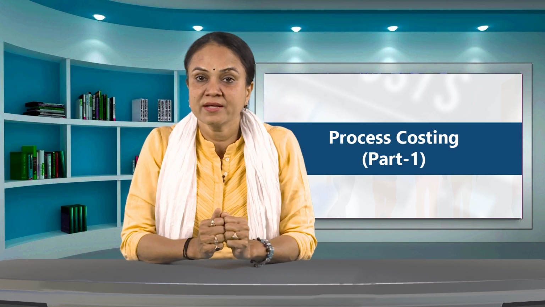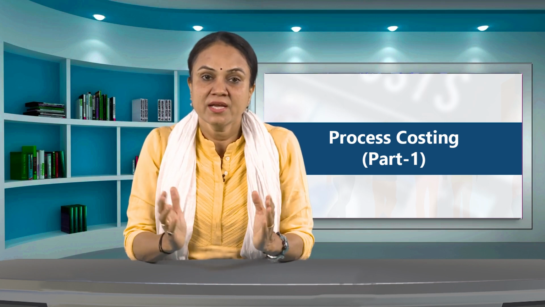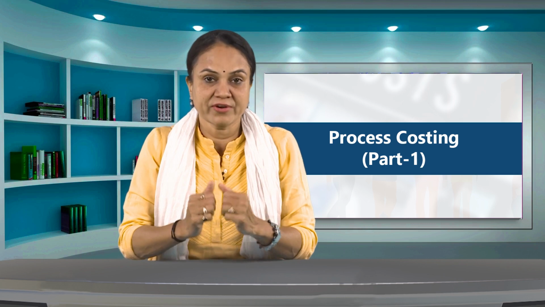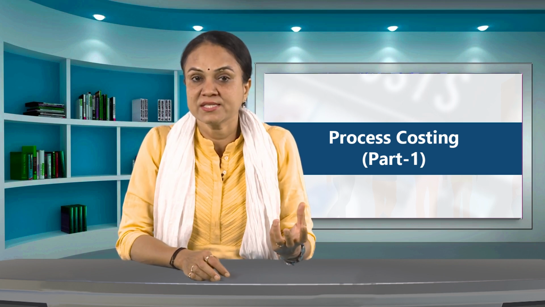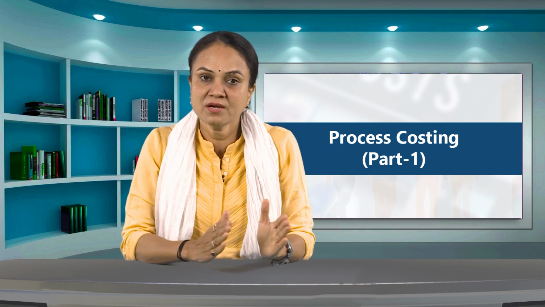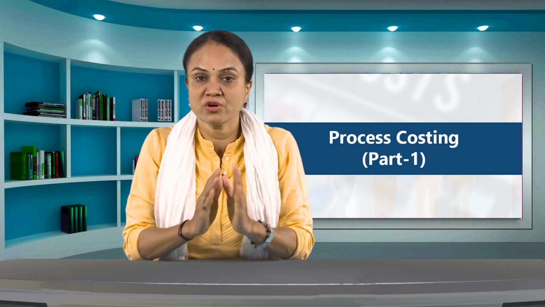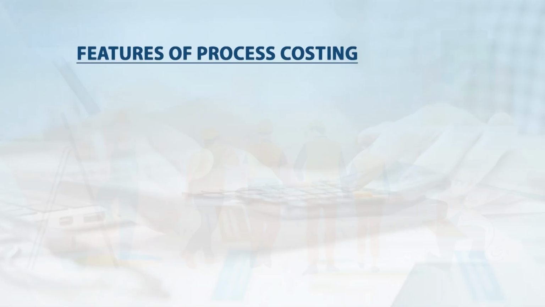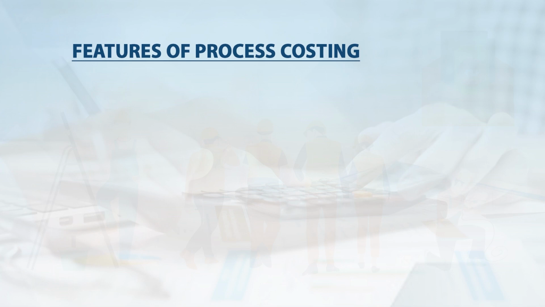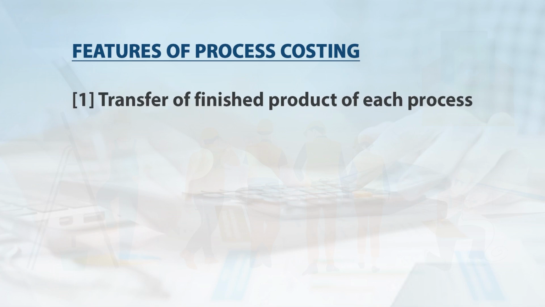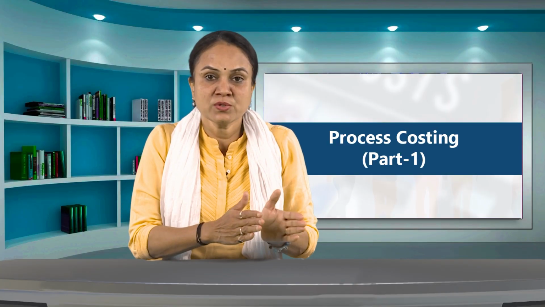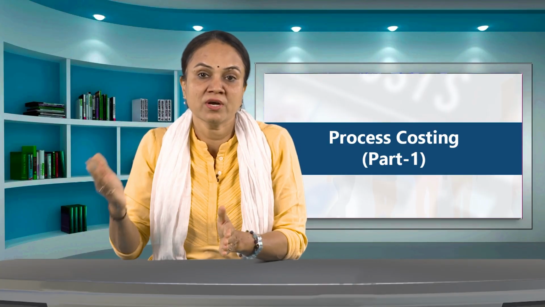The proper understanding of any concept or theory is based on familiarity with the characteristics of that respective concept or theory. Thus, to understand the concept of process costing, let us see the features of process costing. Some of the features of process costing may be stated as: number 1, transfer of finished product of each process. The finished product of one process becomes the raw material for another process.